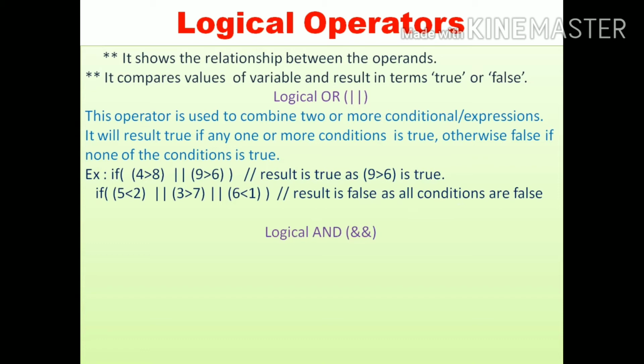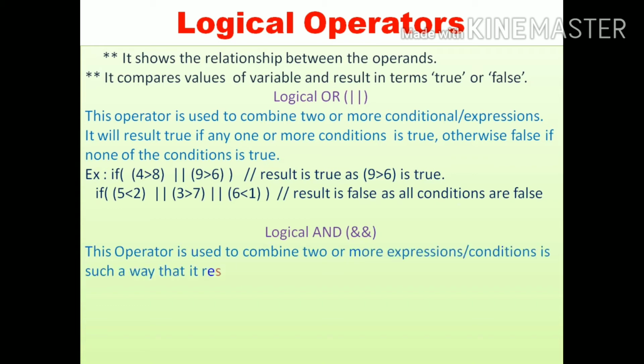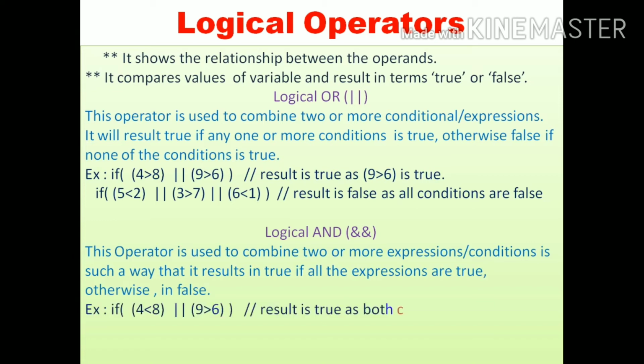Logical AND. This operator is used to combine two or more expressions or conditions in such a way that it results true if all expressions are true, otherwise false. If 4 less than 8, true. 9 greater than 6, true. Result is true as both conditions are true.